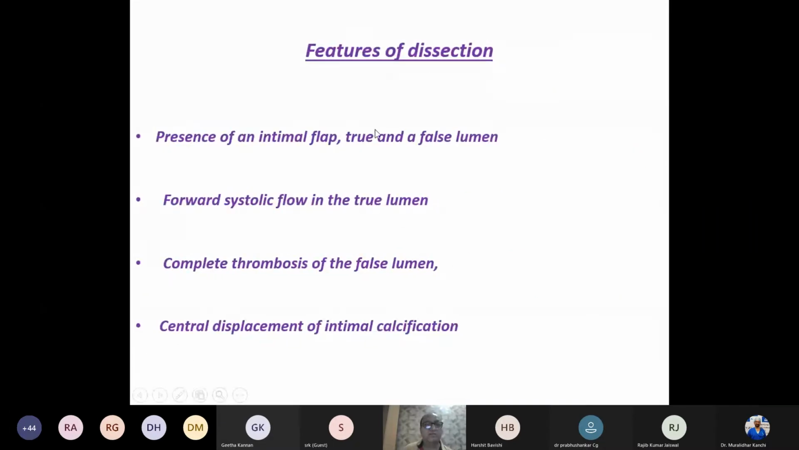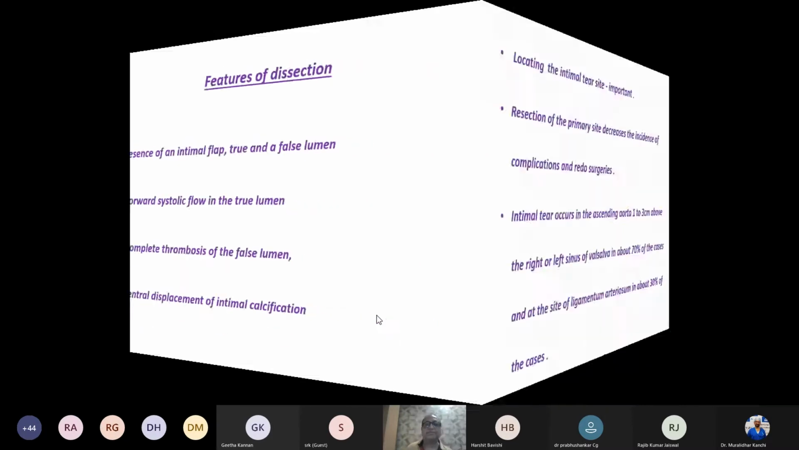Now, what are the features of dissection? When do you say it is a dissection? First thing is that there has to be an intimal flap, which separates a true lumen and a false lumen. Second most important point is there will be a forward systolic flow in the true lumen, or if it's a late presentation, there may be complete thrombosis of the false lumen. And because there is dissection of the intima, there will be displacement of the intima into the true lumen. That is known as central displacement of the calcified intima.